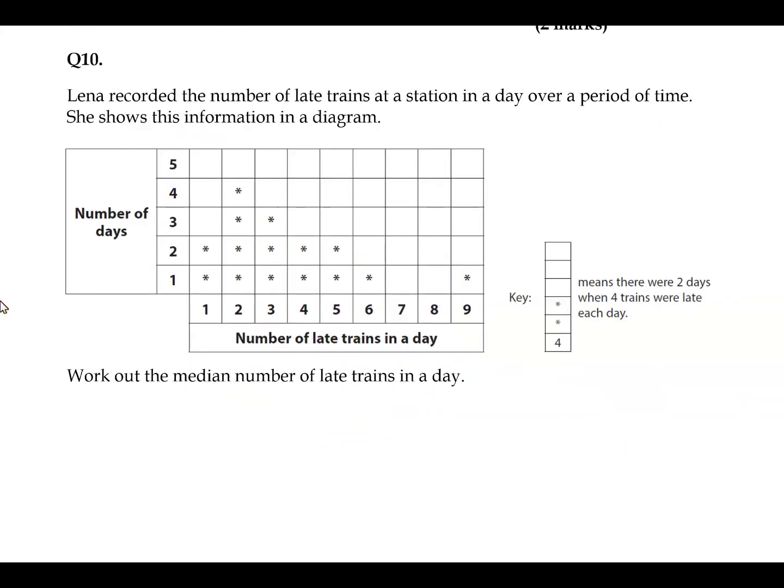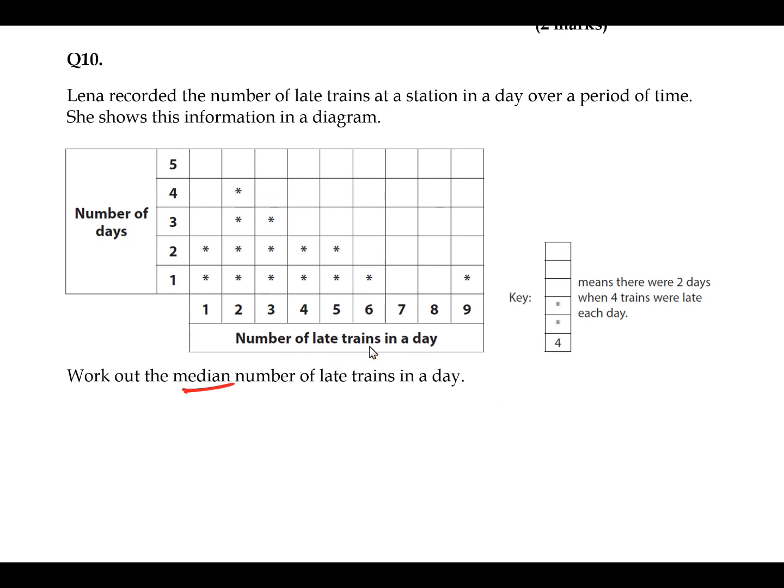Question 10. Lena recorded the number of late trains at a station in a day over a period of time. She shows this information in this diagram. So we have the number of days and the number of late trains in a day. So here it gives us a key where there were 2 days when 4 trains were late. So there were 2 days for 1 late train, and there were 4 days for 2 late trains. Work out the median, which is the middle number of late trains in a day.